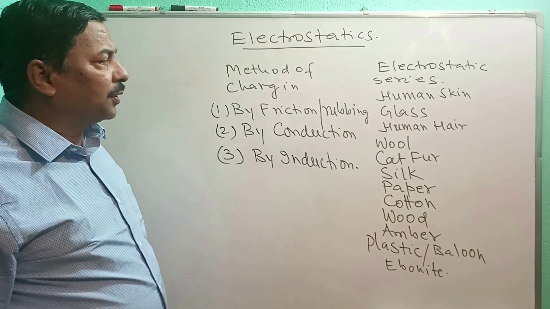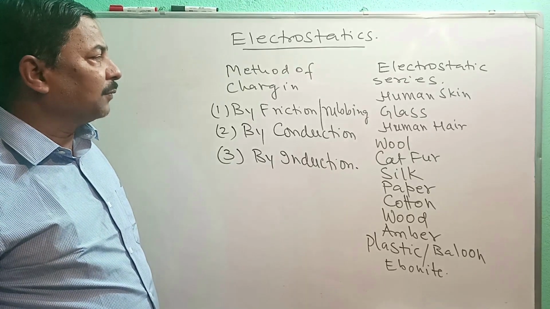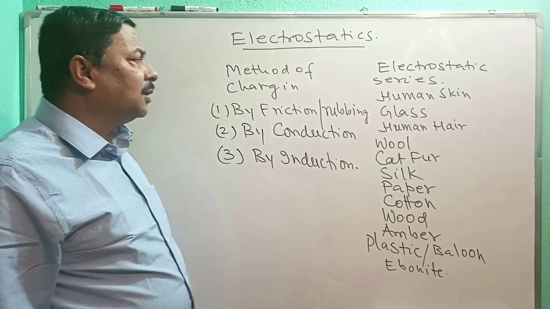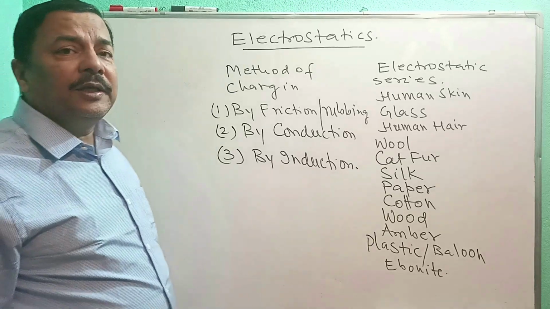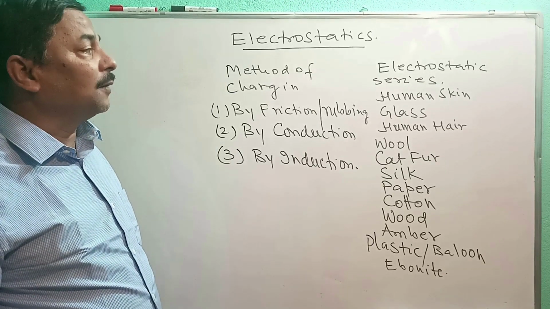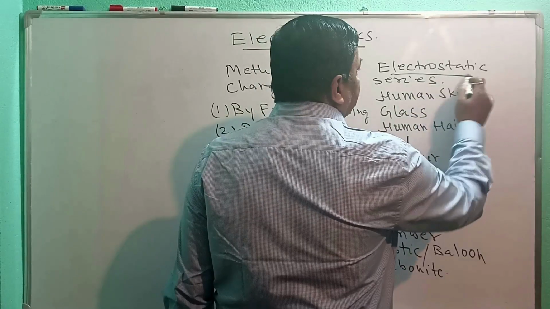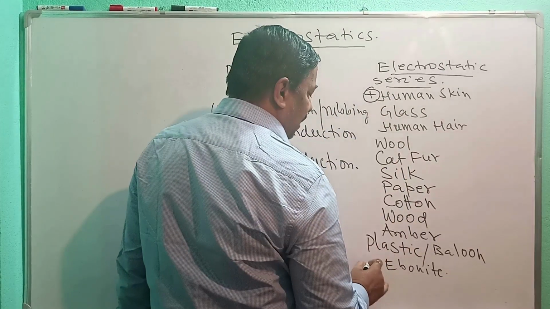If we talk about friction, when a suitable pair of two objects are rubbed together, then charge develops on them. Charge develops by the transfer of electrons. Which body gains electrons and which body loses electrons is determined by the electrostatic series. Here it is plus and here it is minus.